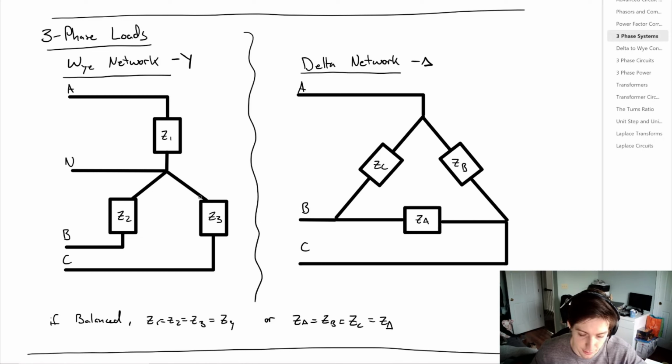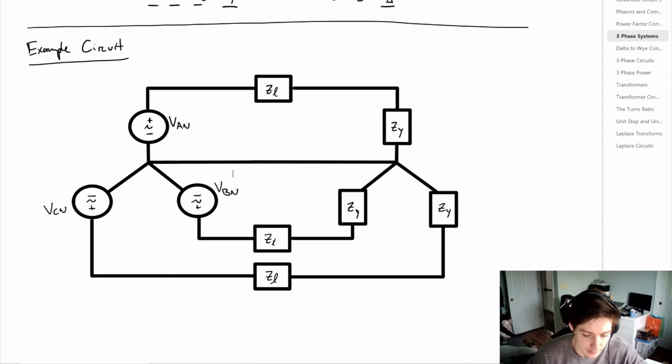Now it's a little bit confusing for the delta network because you'll notice the impedance between A and B. We call that Z sub C. Now if we have a balanced load where Z1 is equal to Z2, which is equal to Z3, commonly just called ZY, and similarly for the delta network, we would just call it Z delta. Now looking into what we might see for a circuit analysis, circuit might look something like this, where you have all of your voltages, you have all of your loads, and then you get these ZL terms, which are your line impedances. And then of course you have your neutral wire right there. And this kind of sets the preface for what we're going to be solving.